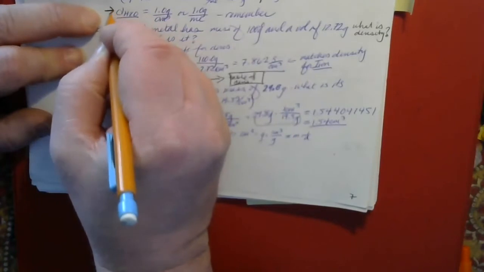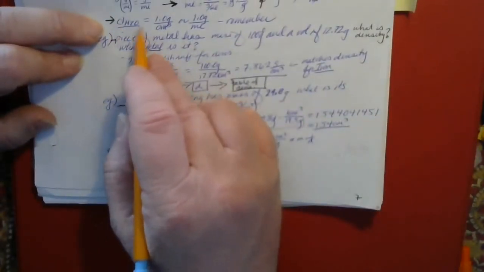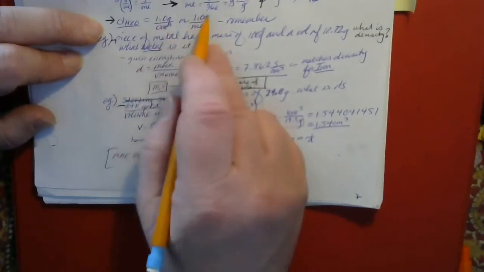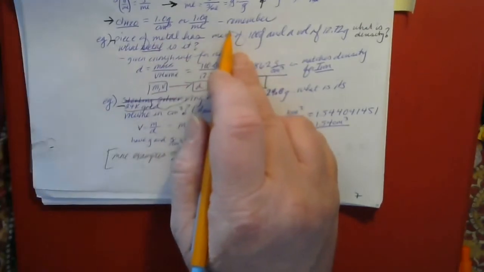One of the standards that was used in setting up the metric system was water. They set it up so that the density of water would be 1 gram per milliliter or 1 gram per cubic centimeter. And that is the one density that you should remember.